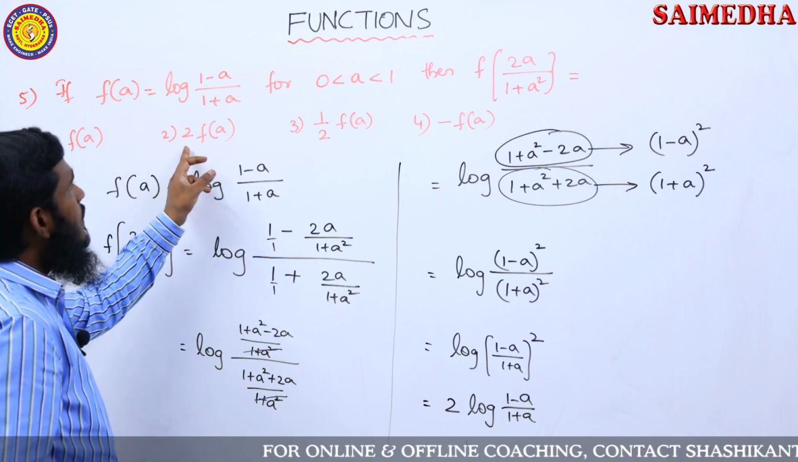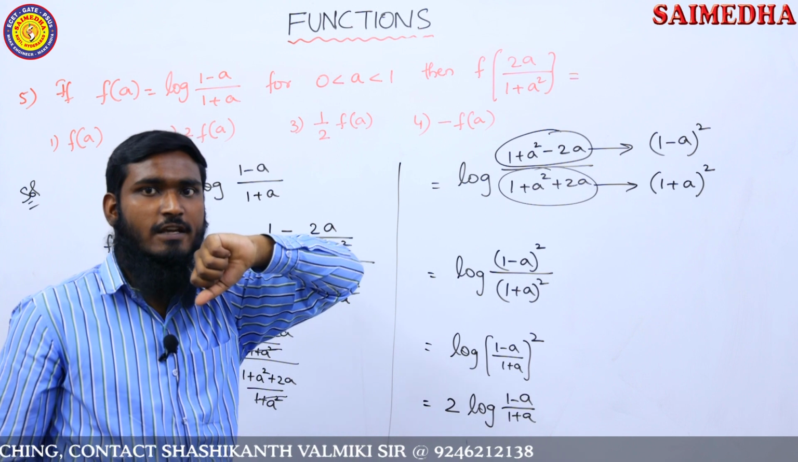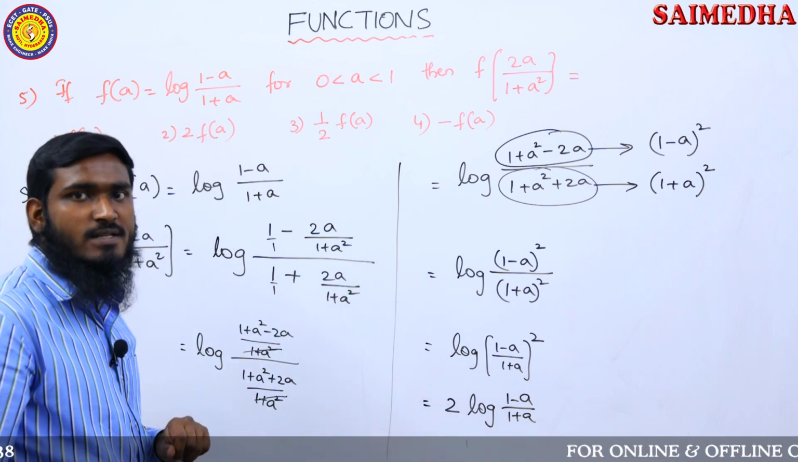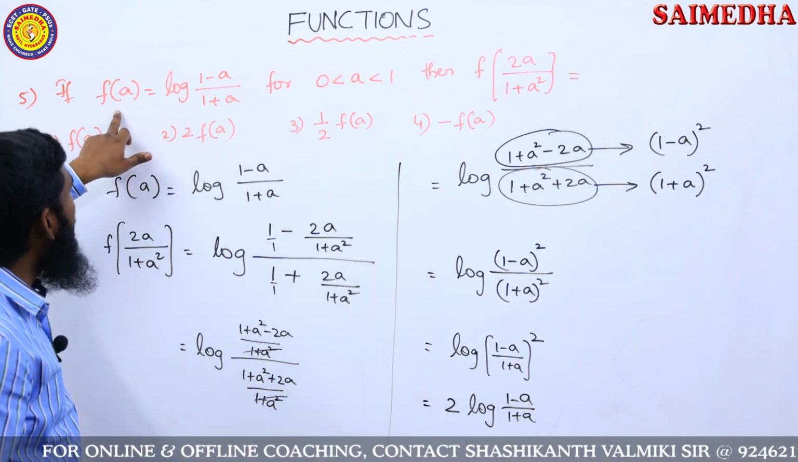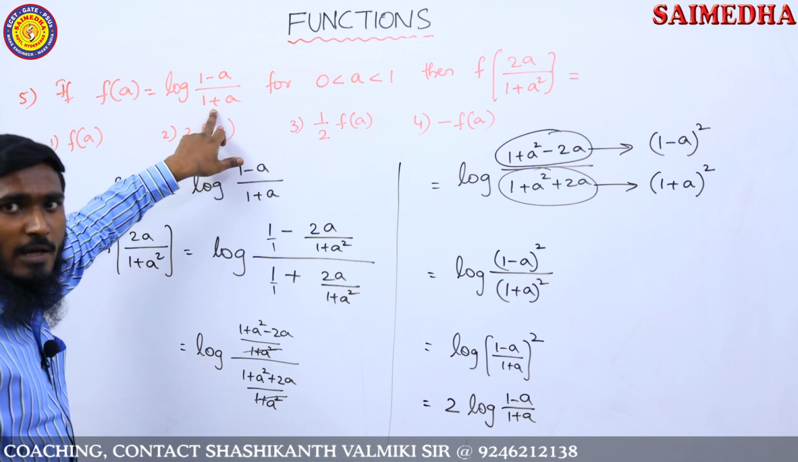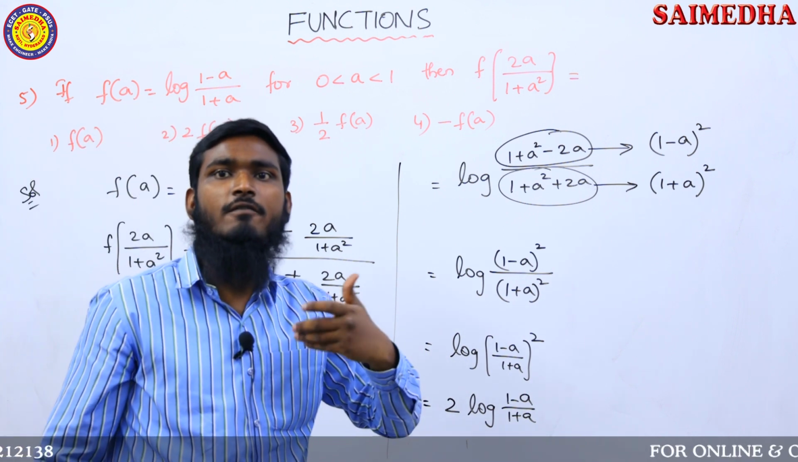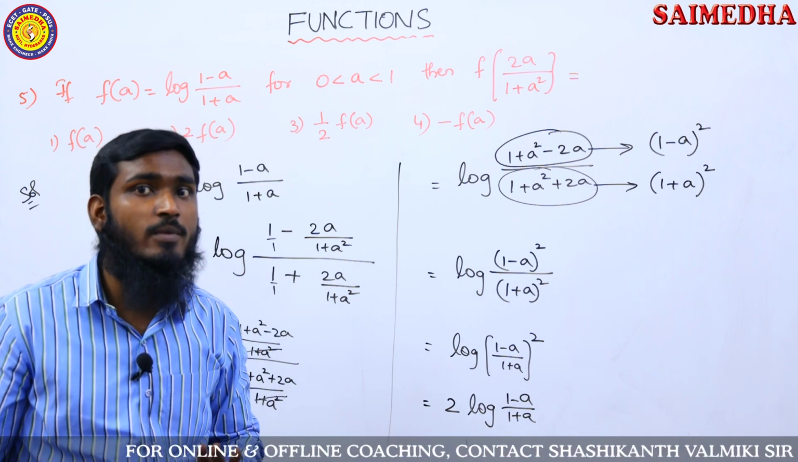F of a is given, 2 into f of a is given, 1 by 2 into f of a is given, but we are not getting this answer, 2 into log (1 minus a divided by 1 plus a). Let us see the question. If you compare with the question, log (1 minus a divided by 1 plus a) is equal to f of a. So whenever we are comparing, you have to see the options also. Depending upon the options, you have to simplify the answer.